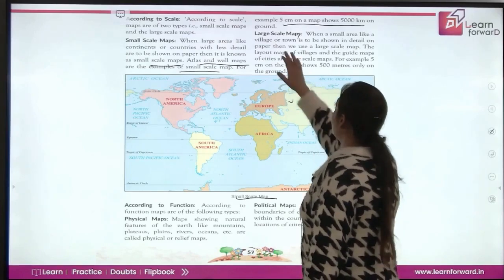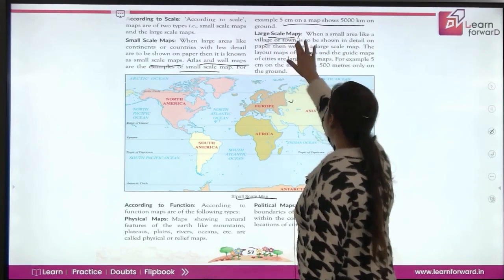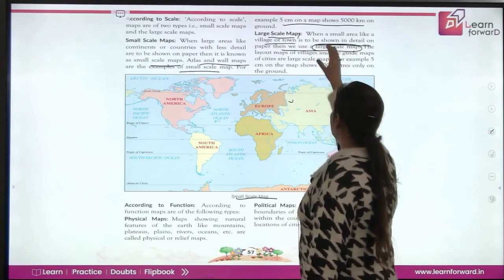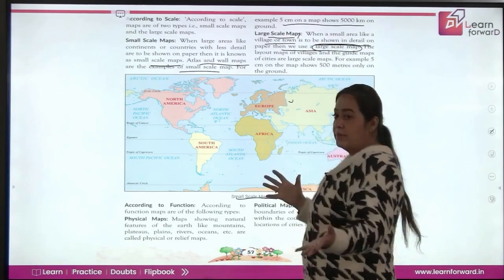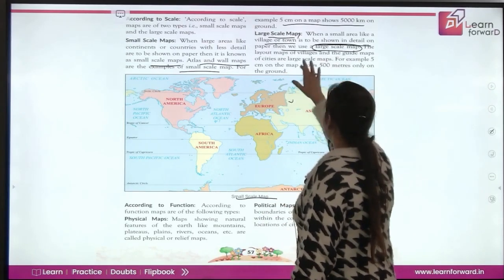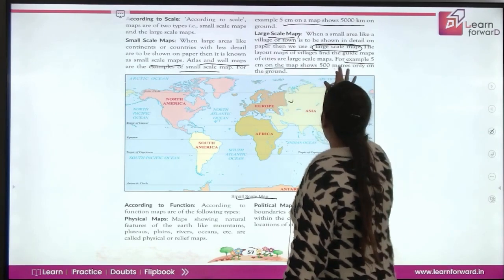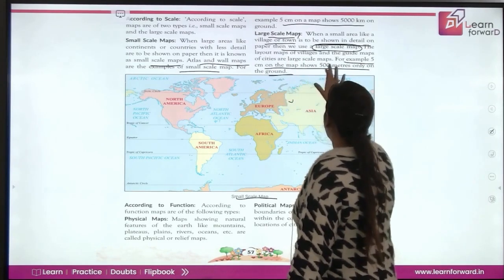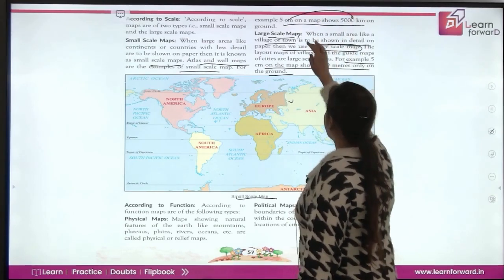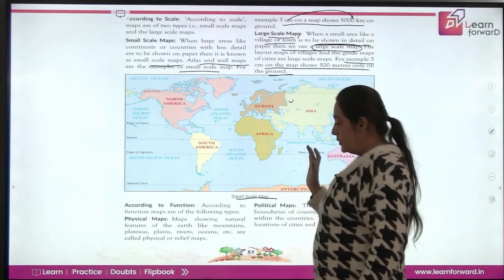Then if we talk of large scale maps, when a small area like a village or town is to be shown in detail on paper, then we use a large scale map. If we want to show a small place in a bigger area, we will use a large scale map. The layout maps of villages and the guide maps of cities are large scale maps. For example, 5 centimeter on the map shows 500 meters on the ground. You saw earlier 5 centimeter here is 5,000 kilometer, here 5 centimeter is equal to 500 meters on a scale, right?